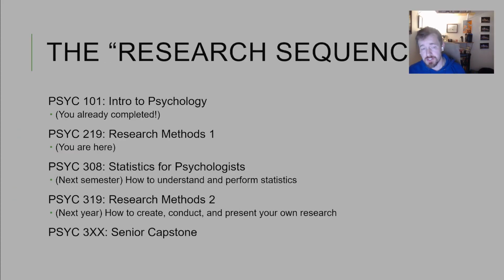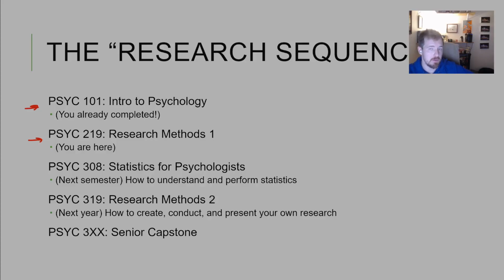So I mentioned the research sequence. Here's the basic pattern. If you don't know about this already, you may have already talked about it with your advisor. But basically, you've already completed Psych 101, that is, your introductory course. Next, we have Psych 219, and that is where we are now. We're going to be fleshing out how science is integrated into our major, and how we can use science, how it helps us understand behavior.